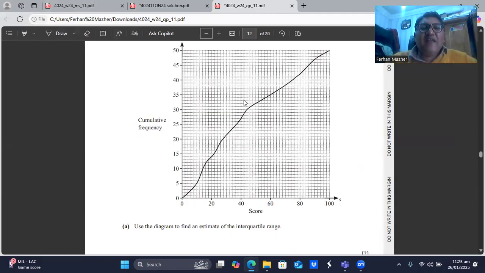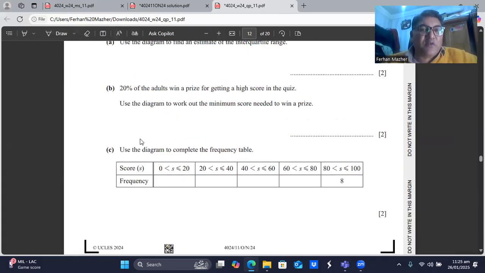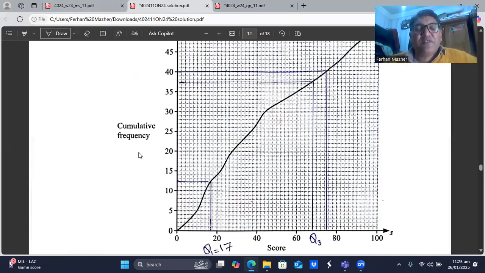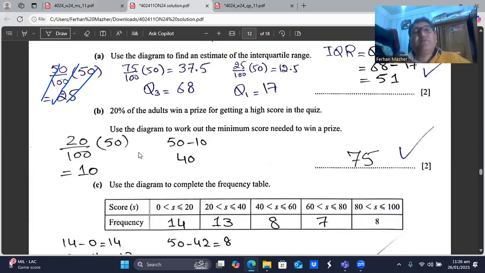Then we have the next part. He says 25% of the adults win a prize for getting a high score in the quiz. Use the diagram to work out the minimum score needed to win a prize. So we will find what 20% of the 50 is, that is 10.